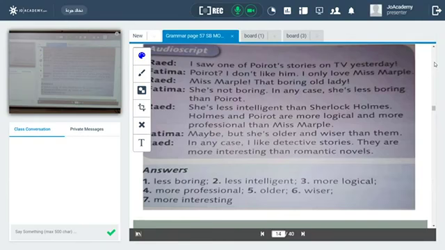She's less intelligent than Sherlock Holmes. Holmes and Poirot are more logical and more professional than Miss Marple. Maybe, but she's older and wiser than them. In any case, I like detective stories. They are more interesting than romantic novels.